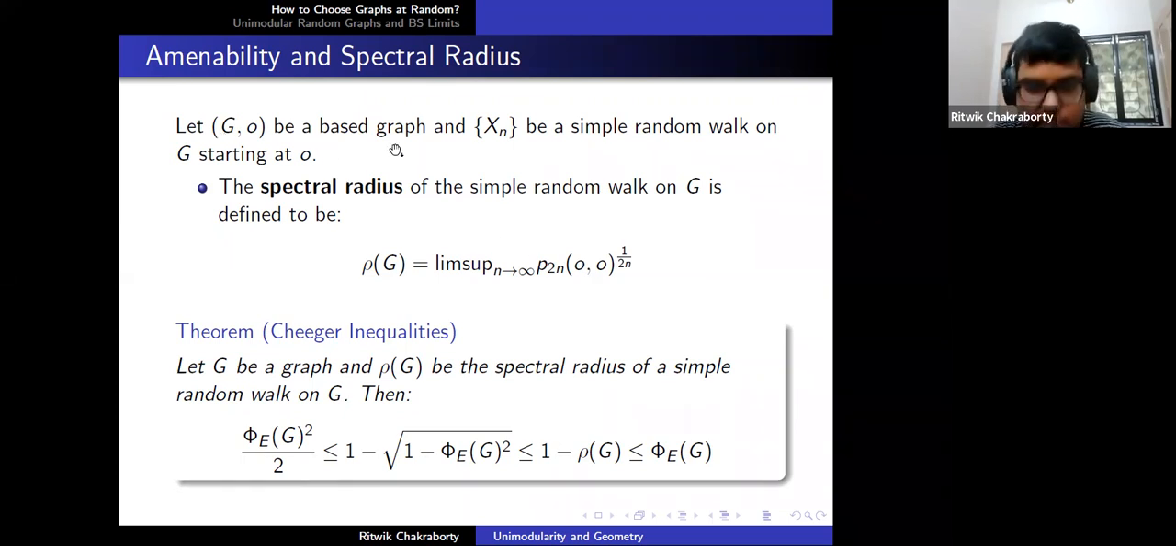So in particular, take a graph G and fix a base point, and let X_n be a simple random walk on G starting at this base point O. Then the spectral radius of this simple random walk on G is defined to be the limsup as n tends to infinity of the 2nth root of the return probabilities p_{2n}(O, O). So what is p_{2n}(O, O)? It's the probability that the simple random walk ends up at my vertex O after 2n steps, right? That's my spectral radius.